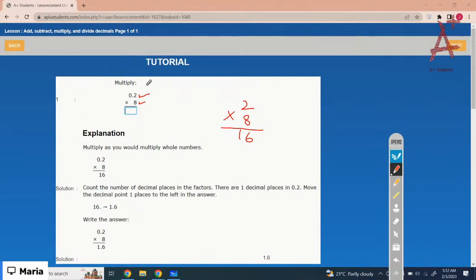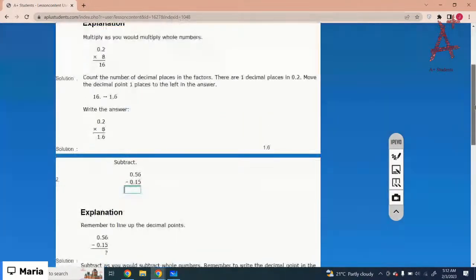Now you can count the decimal places in the factors. You have just one decimal place in 0.2. That means you have to move one decimal place left in the answer. Just move one decimal place left. So it would be then 1.6. So that means 0.2 times 8 is 1.6. Got it? Okay. Let's just go on to the next example.